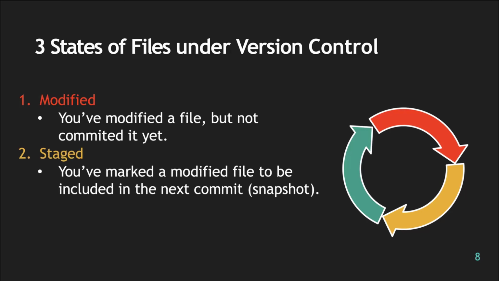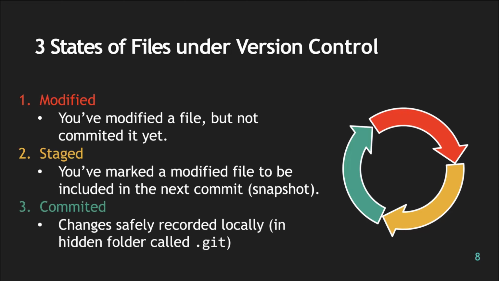The next stage is a staged file, and that means we mark this modified file to be included in the next version, in the next commit. And finally, to create this commit, we commit the file, and that changes its state to committed. That means everything that we staged before, that we marked to be included, is now included in the next version that we add to our repository. And this information is actually stored in this .git subdirectory that Git creates and manages for us.